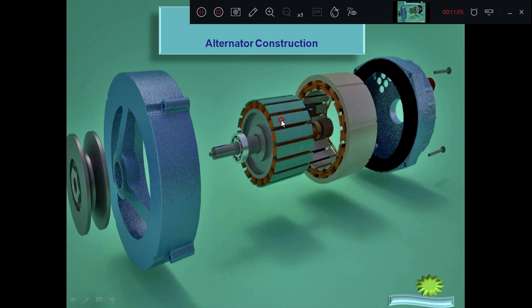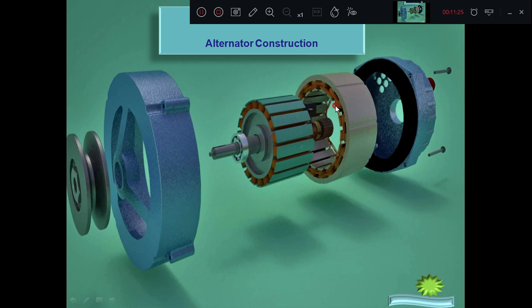See here, these are the poles. This is a field winding. That is the yellow part, whatever yellow portion you are seeing here. These are the field winding. There we are giving a DC supply so that it is creating a magnetic flux. It is on the rotating body. Here we are giving mechanical energy so that the field is rotating.